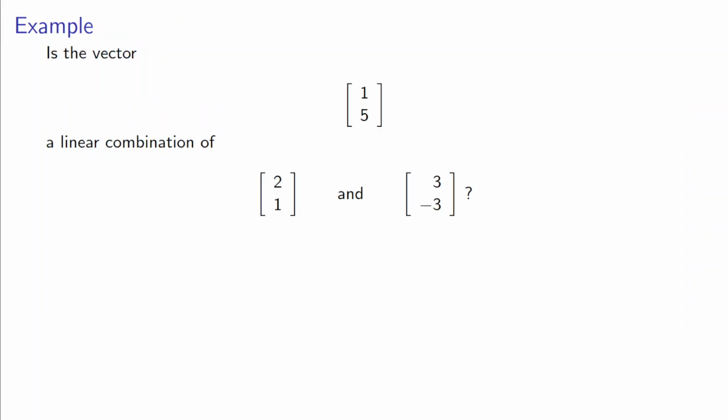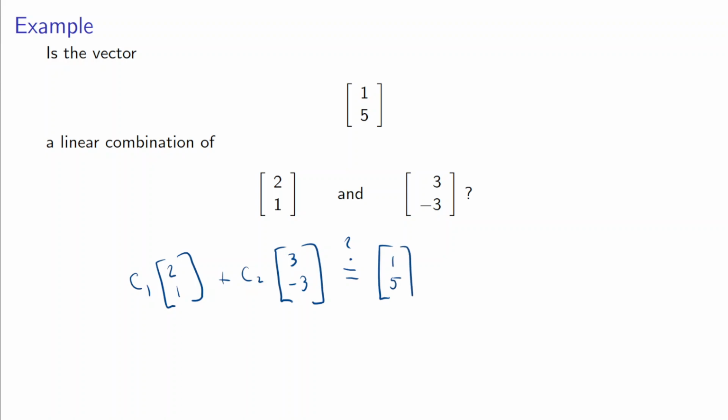So let's take a look at some examples that we might encounter when it comes to linear combinations. Here's a question. Is the vector (1, 5) a linear combination of the vectors (2, 1) and (3, -3)? In other words, is (1, 5) the result of taking each of these vectors and putting them together as a linear combination? Can we find these weights? Can we find c1 and c2 such that c1 times (2, 1) plus c2 times (3, -3) equals (1, 5)? That's the question we are trying to answer.